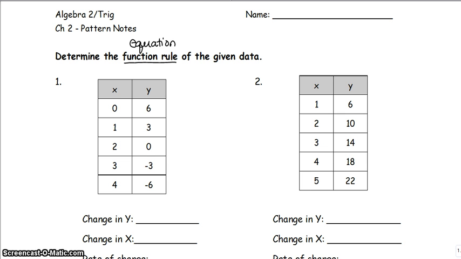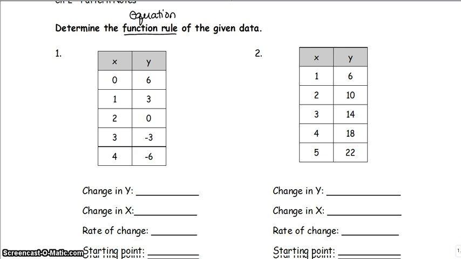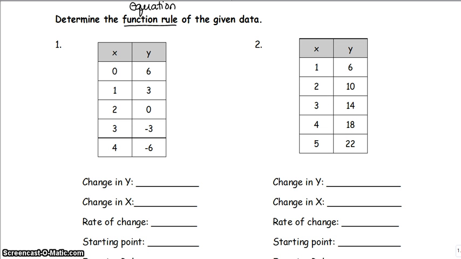We've already talked about how to find the slope or the rate of change, because remember those two words mean the same thing. We need to find the change in y and the change in x. So from 6 to 3 we're going down 3, down 3, down 3, down 3. So our change in y is -3. Now we find our change in x. We're going up 1, up 1, up 1, up 1.